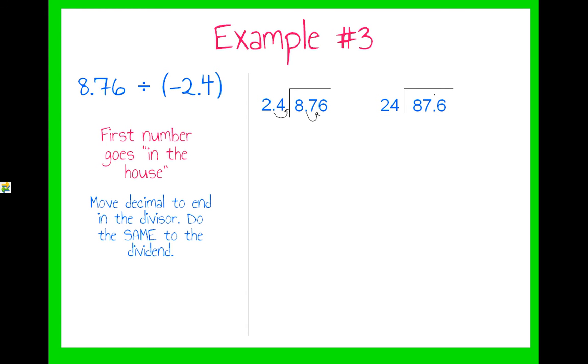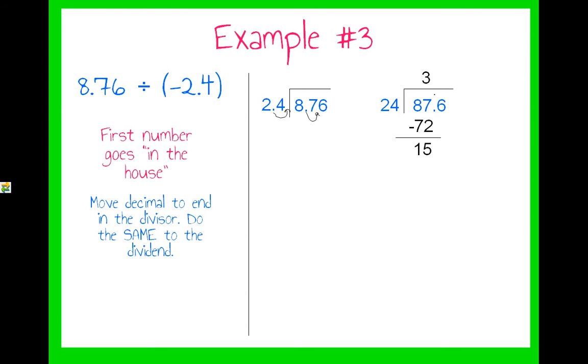Now we're good to go. There's no decimals on the outside of the house. There's one on the inside, but that's okay. Alright, now we're ready. 24 would go into 87 3 times. 24 times 3 is 72. When you subtract, you get 15.